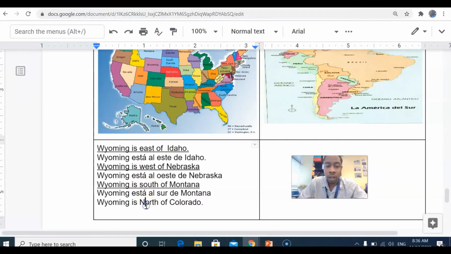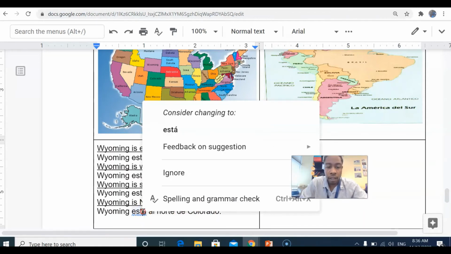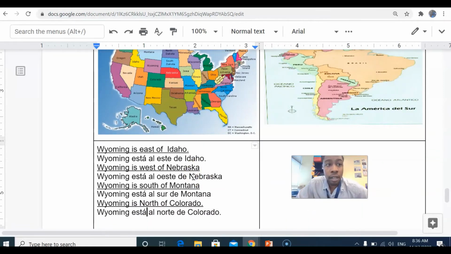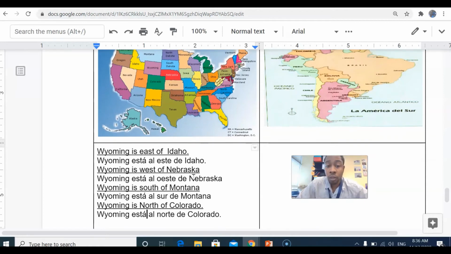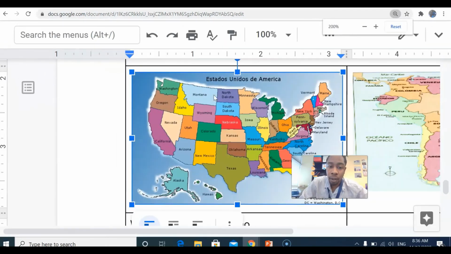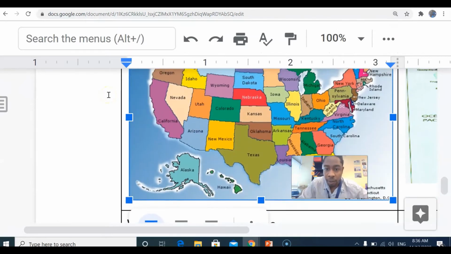All right. El último, vamos a hablar de Colorado. Entonces, vamos a decir que Wyoming está al norte de Colorado y queremos una mayúscula aquí y una tilde encima de la A. All right, guys. So, now that we've said those sentences, let's see if we can listen to a sentence and understand which state it is that I'm talking about. So let's take a good look here at our United States map, and we're going to see which state it is that we're talking about.